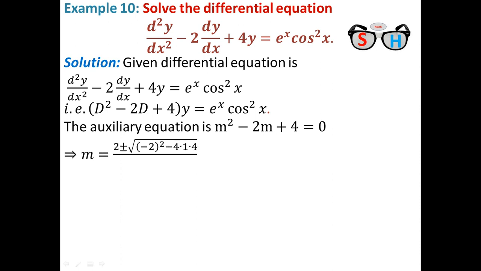If you use the Sridharacharya formula, then we get m equals minus b plus minus root under b square minus 4ac, divided by 2a. All of you know the formula for solving a quadratic equation. Here b is minus 2, a is 1, c is 4, therefore b square minus 4ac is 4 minus 16. Minus b means minus of minus 2, that is 2. So 2 plus minus root of 4 minus 16, by 2.